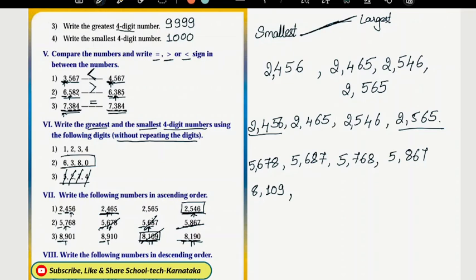So from the remaining 3, the smallest number is 1 here, 8190. And from the remaining 2, we need to find the smallest. It is 8, 8, 9, 9, 0, 1. 0 is the smallest, so 8901, and our greatest number is 8910.